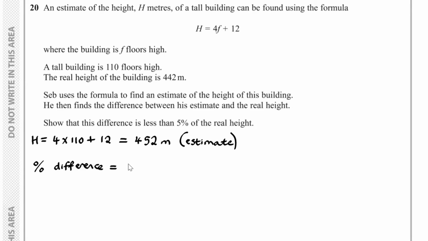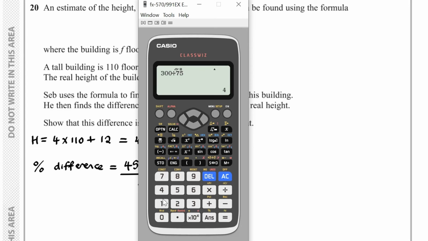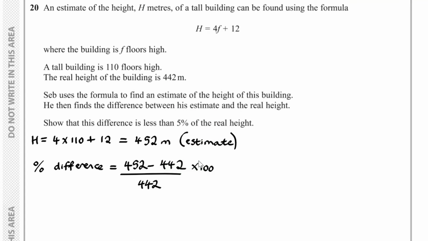that's equal to 452 minus 442 divided by 442 multiplied by 100. So here we have 452 minus 442 divided by 442, and then if I multiply this by 100, we get 2.26%, which is less than the 5%. And that's what we have to show.